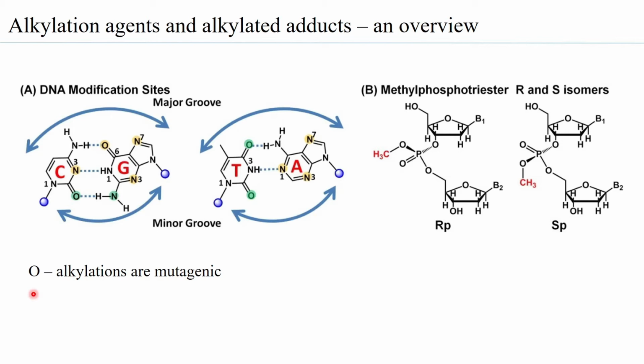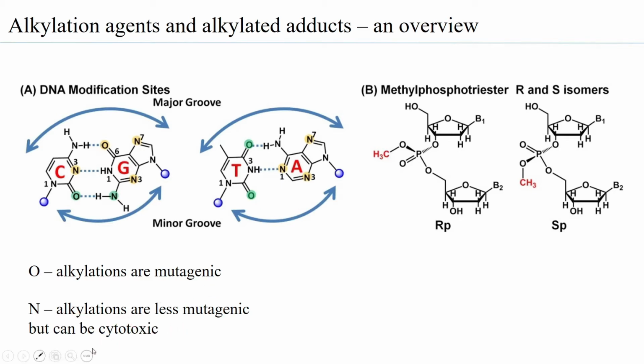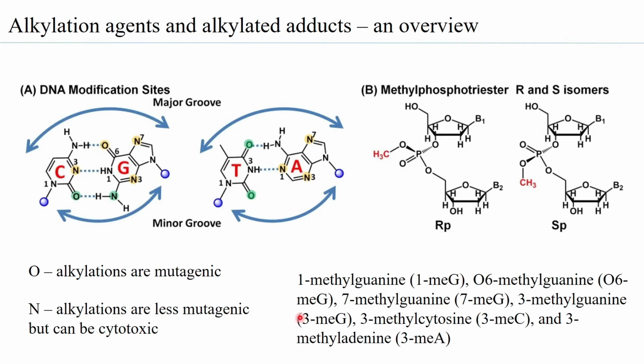What has been studied and reported is that O alkylations are highly mutagenic, N alkylations are less mutagenic, but they can be cytotoxic. And the products of the alkylating agents are 1-methylguanine, O6-methylguanine, 7-methylguanine, 3-methylguanine, 3-methylcytosine, 3-methyladenine, and many more. So this was just an overview on alkylating agents and alkylated adducts.